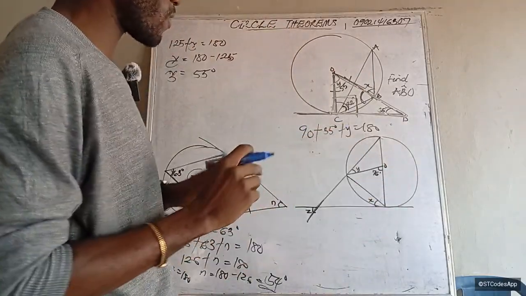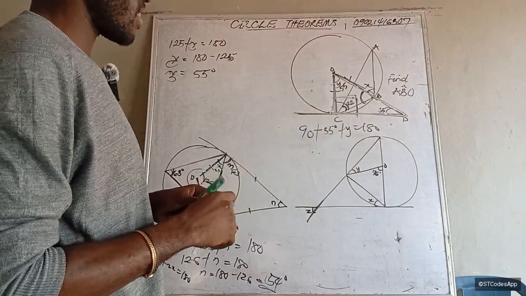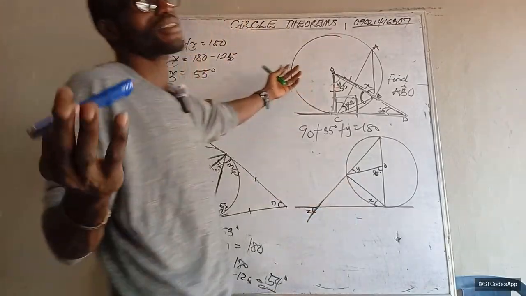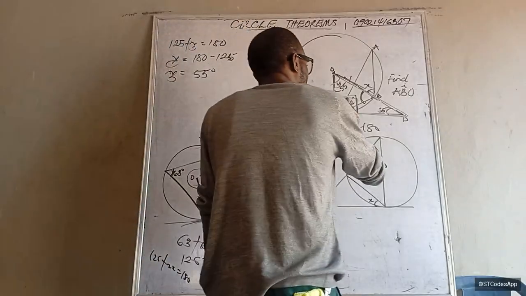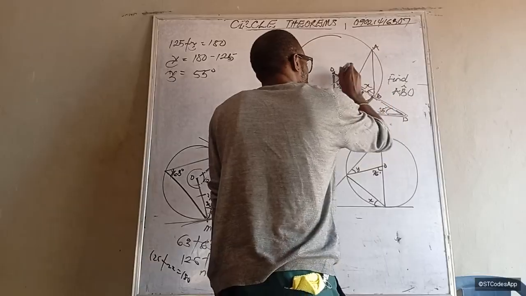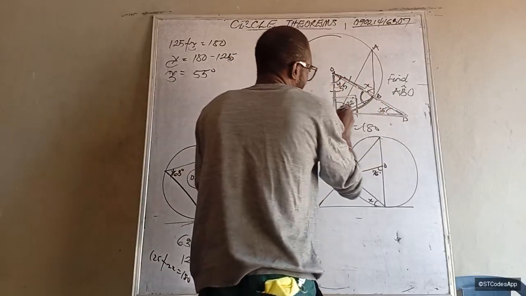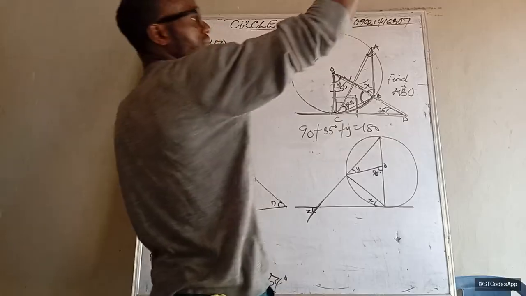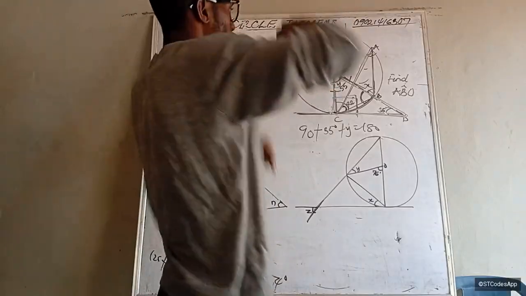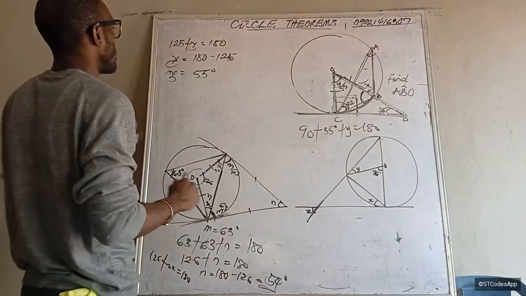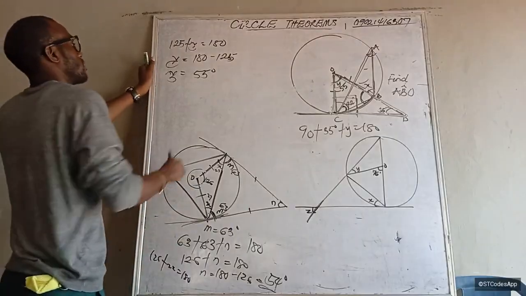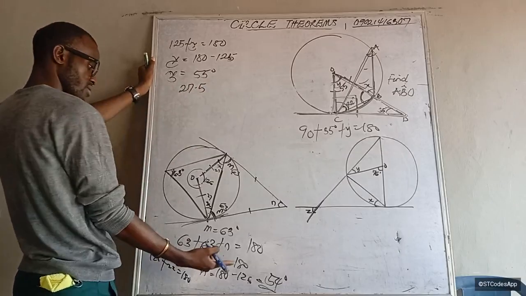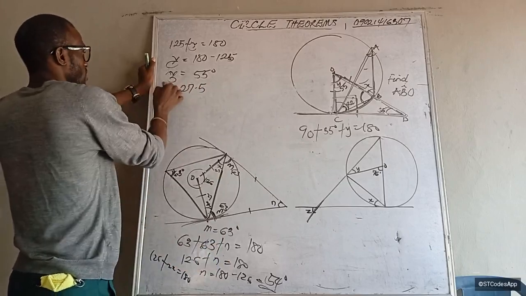Now look at this. We've gotten this place to be 55. We're almost done. Look at this arc. It's subtending 55 at the center. Then the same arc will subtend at the circumference half of this. What is half of 55? Half of 55 is 27.5.